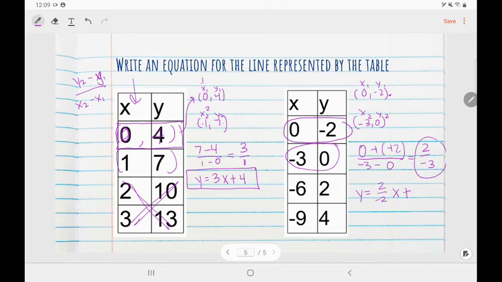So 2 over negative 3 plus, now what's my y-intercept? You remember you're looking in this column for a 0, and the other column is your y-intercept. So here's my 0, my y-intercept is negative 2. I'm going to simplify my answer if I can, and I cannot simplify my slope. Plus, sorry, not plus, negative 2.